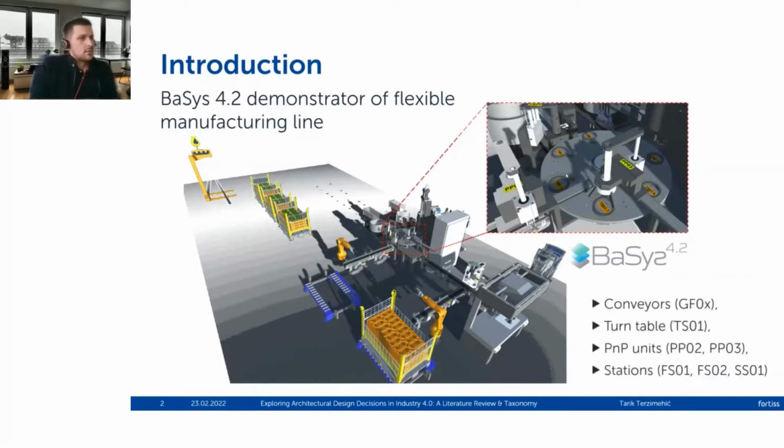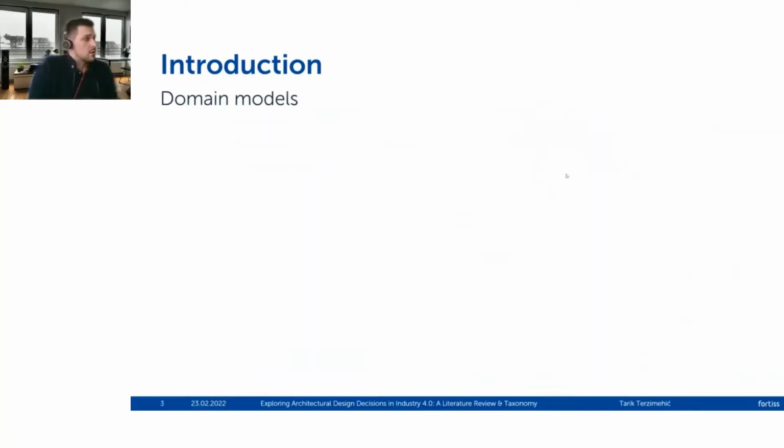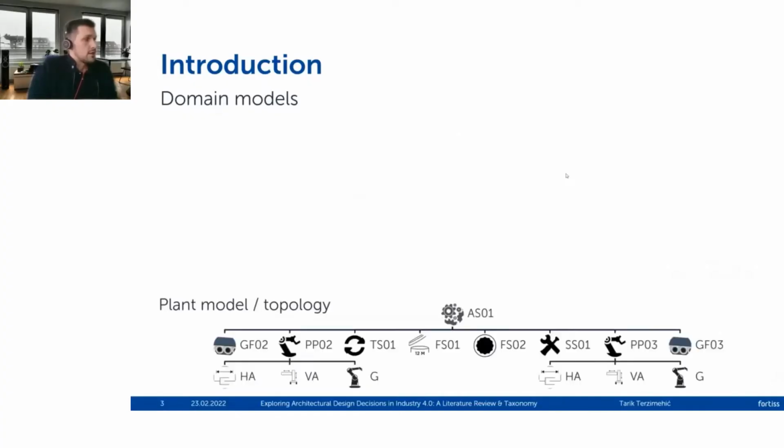Exactly, those are the components that I mentioned already. We have different domain models here, the main models which describe different aspects of the manufacturing process. First is the topology. We see the stations that are involved, the position of the stations, and also the hierarchical relationship. For example, a pick and place station contains a horizontal axis, a vertical axis, and a gripper as components.